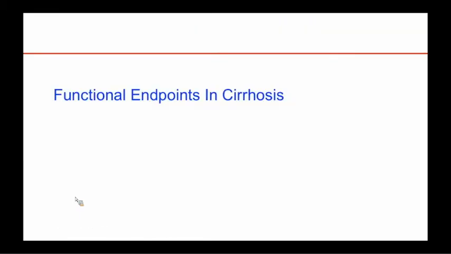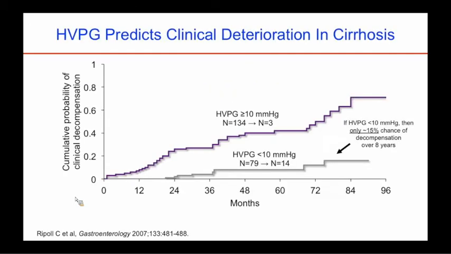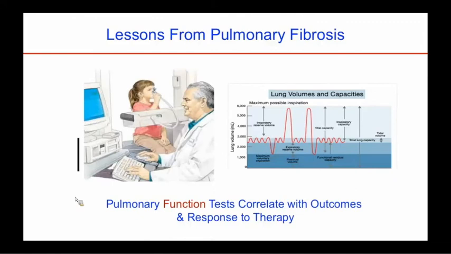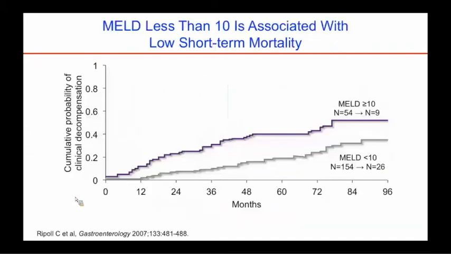Now, I already mentioned my bias about thinking about functional endpoints. So where are we with that? I already showed you this graph in a different form, that HVPG predicts clinical deterioration. You could consider this either a structural or a functional endpoint. But there are others that we should rely on that really hearken to what pulmonologists have been doing for years in pulmonary fibrosis trials. When they're testing whether a drug improves idiopathic pulmonary fibrosis, they never rebiopsy the patient if they have a diagnosis. They look at FEV1, forced vital capacity, 6-minute walk test, and they correlate with outcomes in response to therapy.